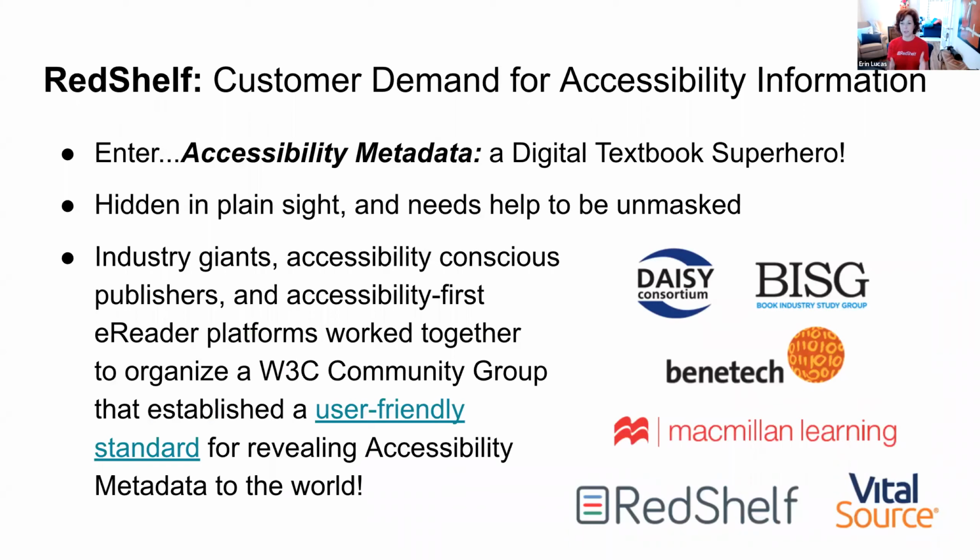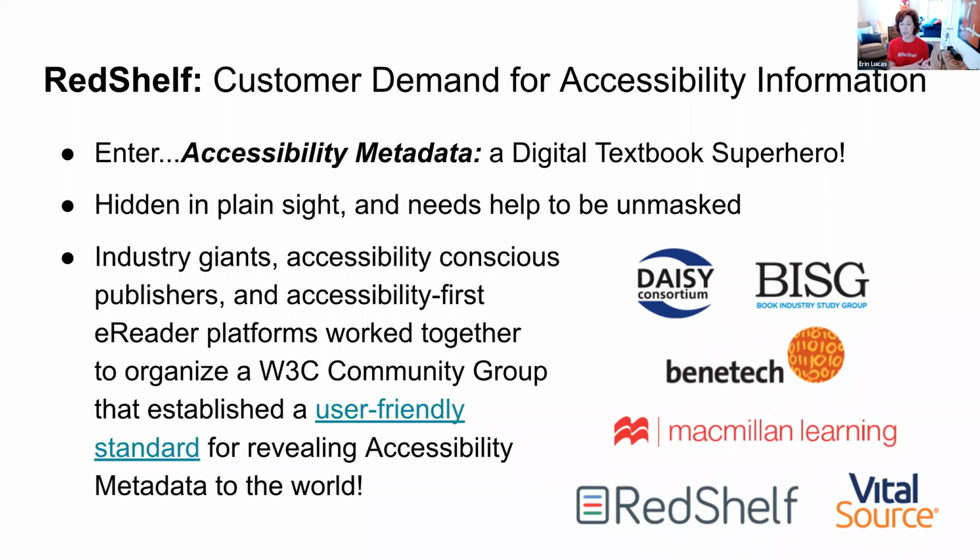So that's where accessibility metadata comes in. We like to think of accessibility metadata as a superhero of digital textbooks. It's kind of hidden in plain sight. Maybe you need to run into a phone booth real quick and change into the superhero that metadata can be. But we really just needed to unmask it, and we needed help to figure out, okay, we have this data, we're pulling it. What do we do with it? What do the publishers want to see? What does industry want to see in terms of display?